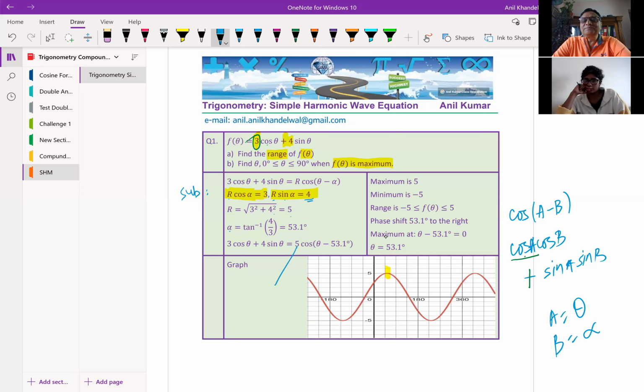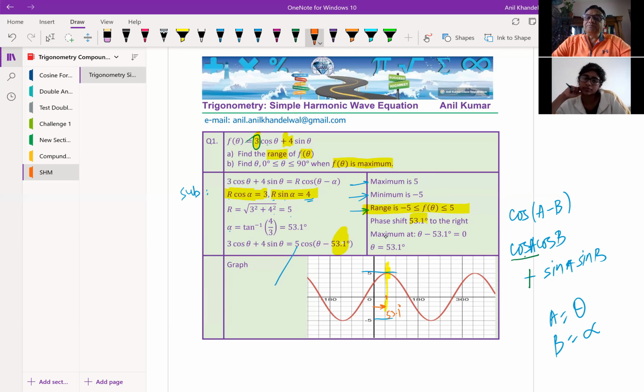Now you can say what is the maximum value? Maximum value is 5, right? There is no vertical shift, as you can see with the formula. So minimum will be minus 5, right? And the range is between minus 5 and plus 5, y-axis, up and down. So it is asking for range, so we write the range from minus 5 to plus 5, both included. And phase shift will be alpha, which is 53.1 degrees, to 3 significant figures. Is that clear?